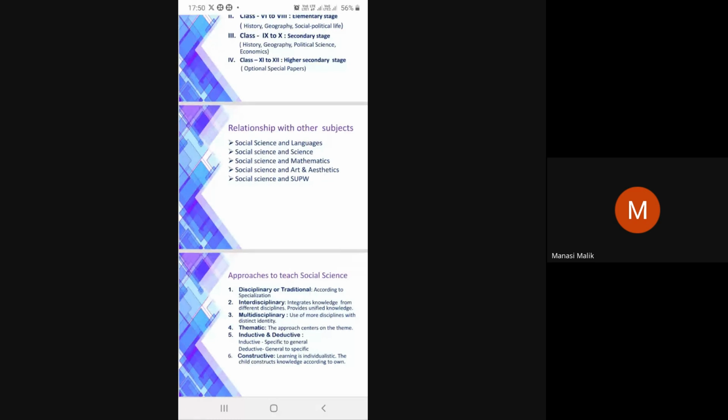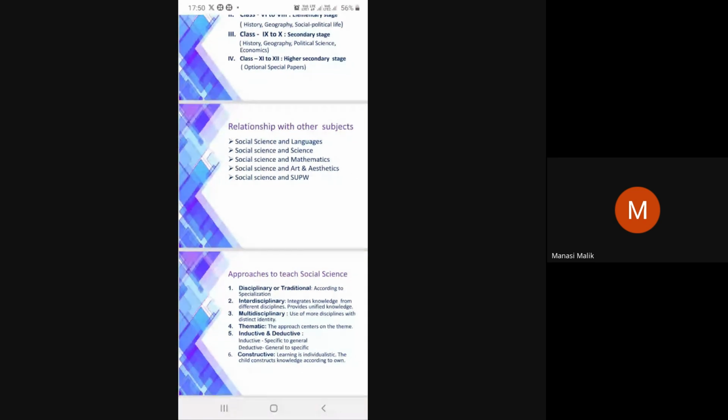And it is now a modern approach. On this approach, we feel that the child learns more than in all the other traditional approaches. Understand what is constructivist approach?